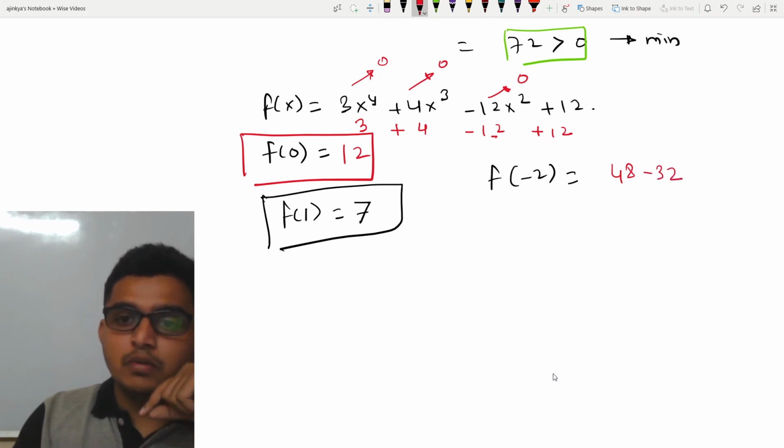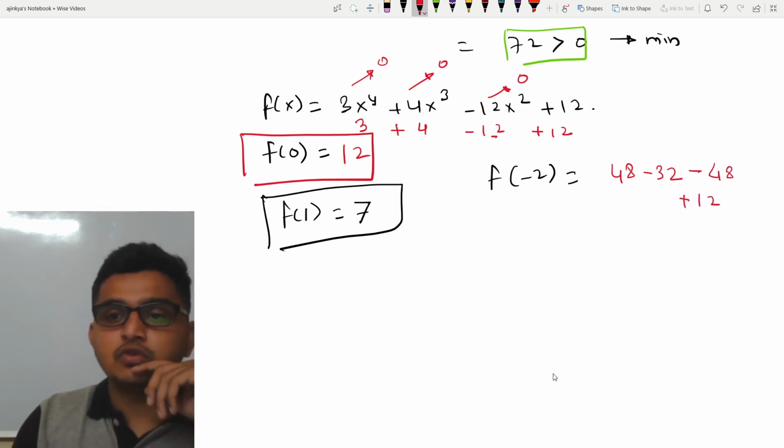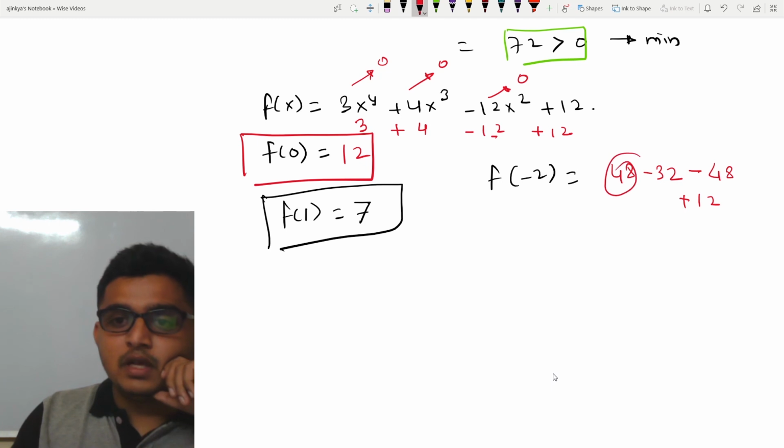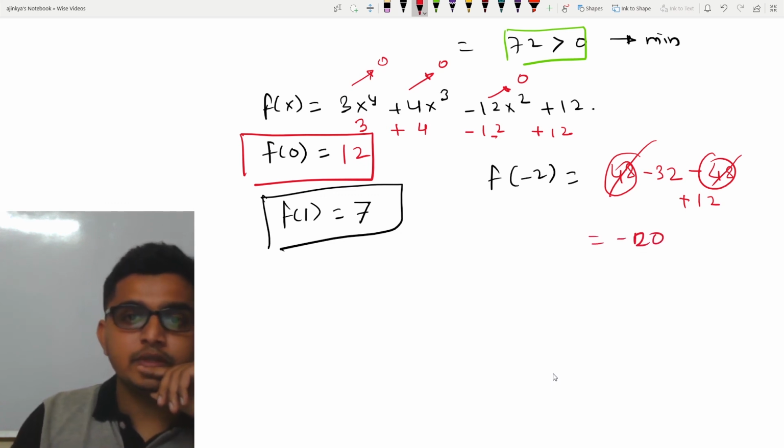Now minus 12 times minus 2 square, which is 4. So this is going to be again 48, and then we have plus 12. So now watch carefully. Plus 48 minus 48, these will get cancelled out, and then we have minus 32 plus 12, which is going to be minus 20, isn't it?